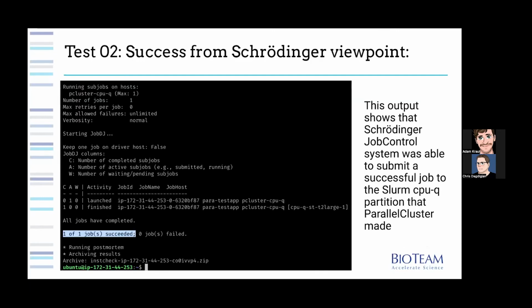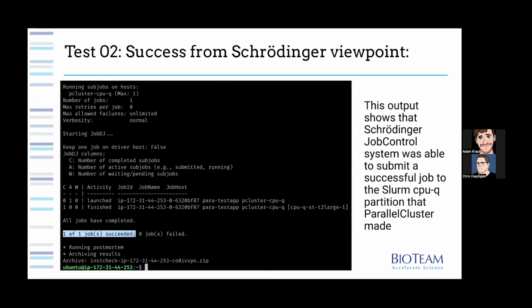And let's look at some of the output here. The output is fairly verbose because it is designed to be an installation check. But what you can see here is it's reporting success. The interesting thing is JobControl has its own concept of job IDs. And job IDs in Schrödinger JobControl are totally different from Slurm job IDs. But there is a way to unify them. There is a way to sort of correlate between them.